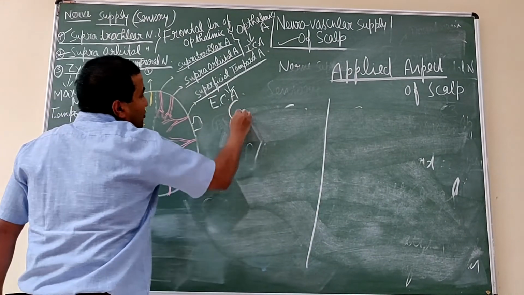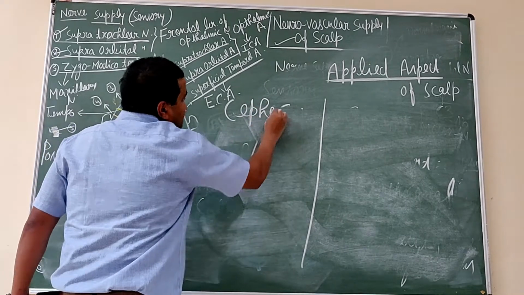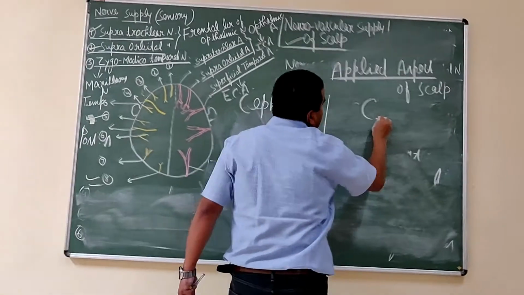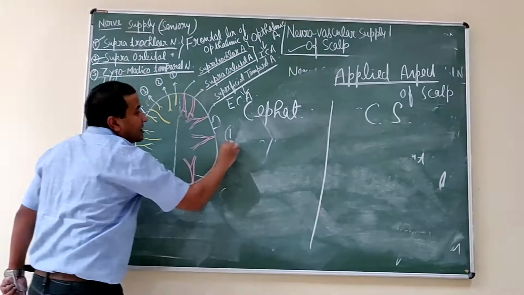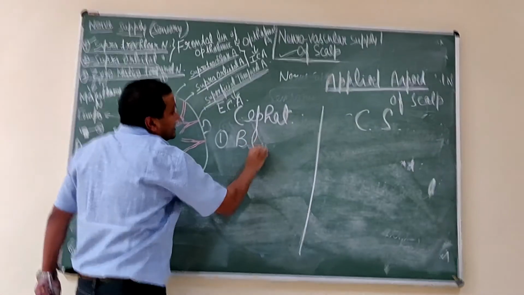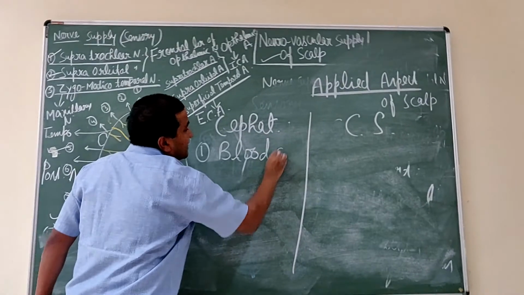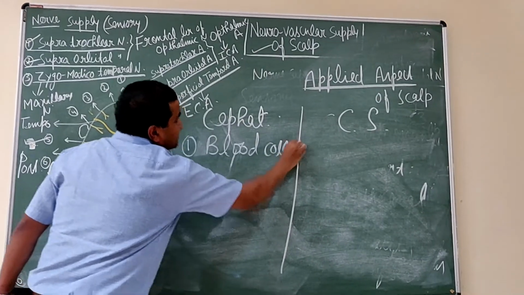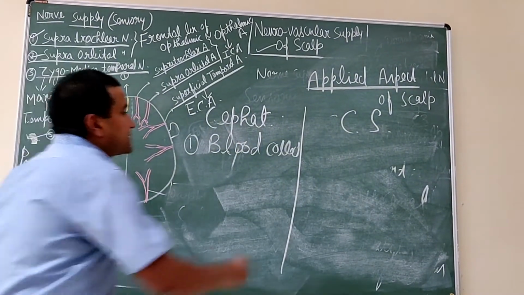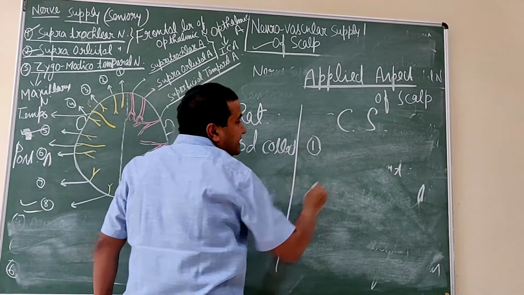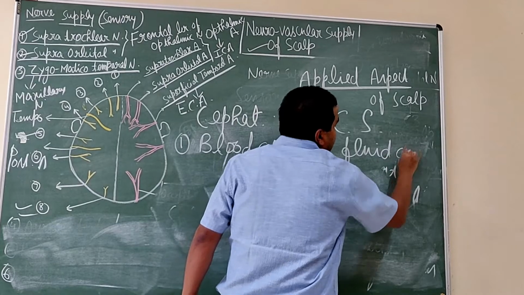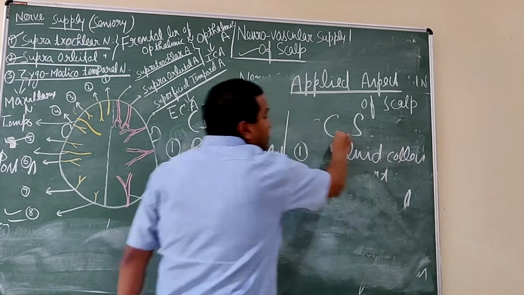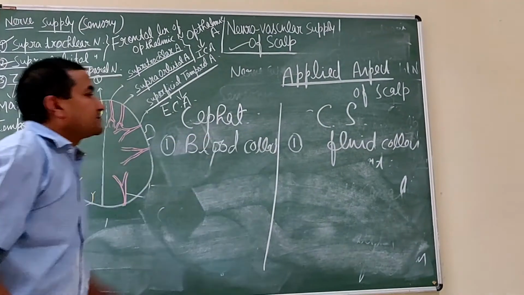This is the cephalohematoma and this is the caput succedaneum. In the cephalohematoma, it is the collection of blood. While in the caput succedaneum, most commonly it is a collection of tissue fluid. It is the fluid collection. There is no blood collection in the caput succedaneum.